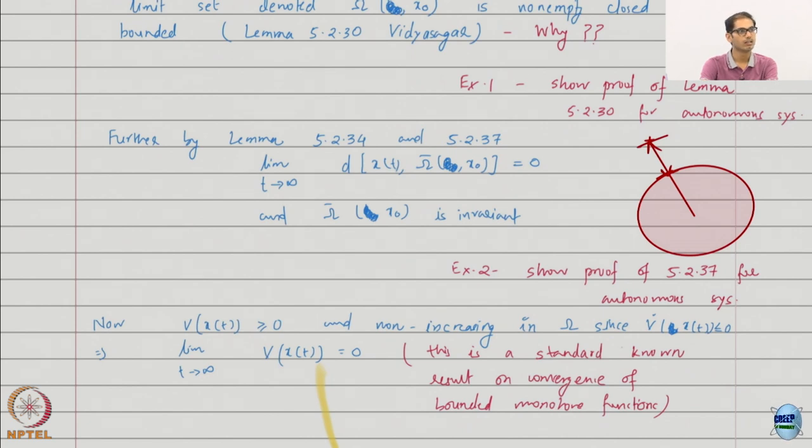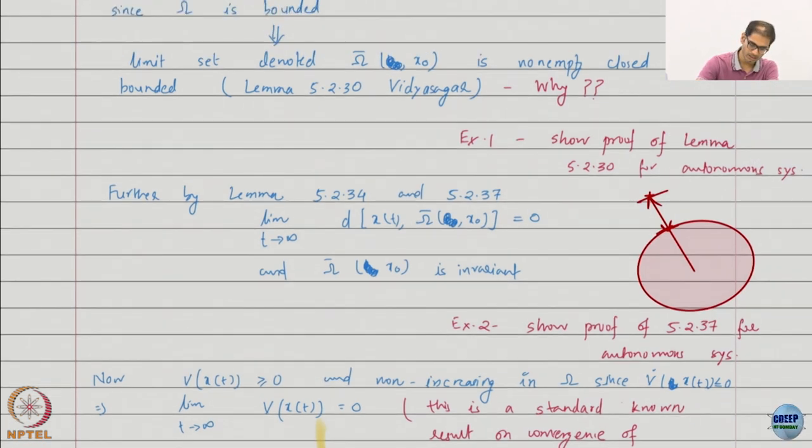Okay, so this is the way of typically defining a distance metric. You can use any metric. This is basically the distance between a point and a set. And we claim that as t goes to infinity, this distance is 0, which means that the trajectories approach the set for large time. I have used shorthand again. This is from Vidyasagar.